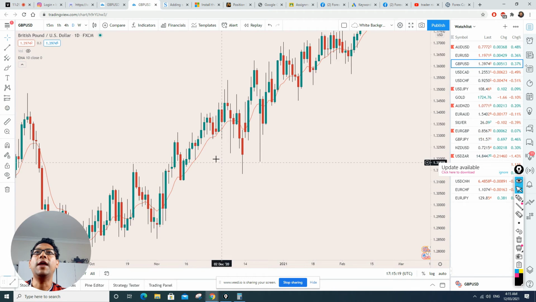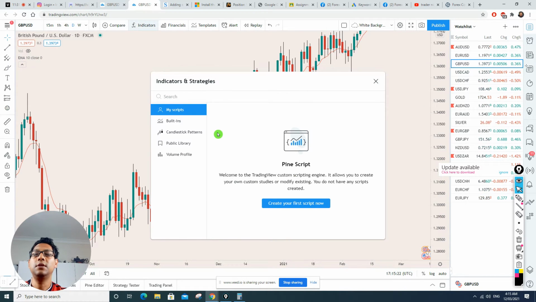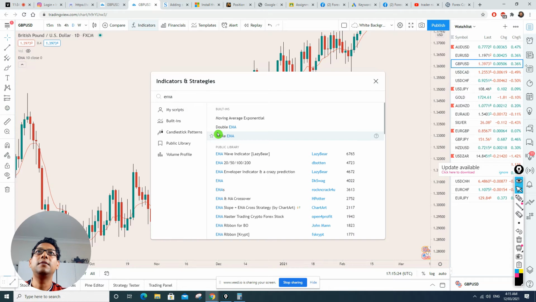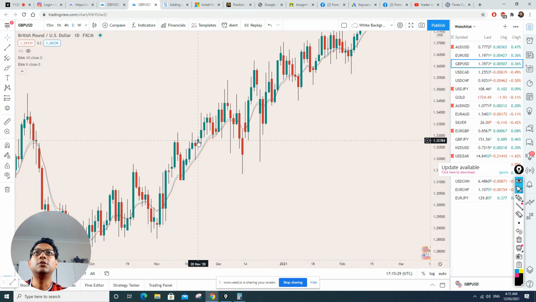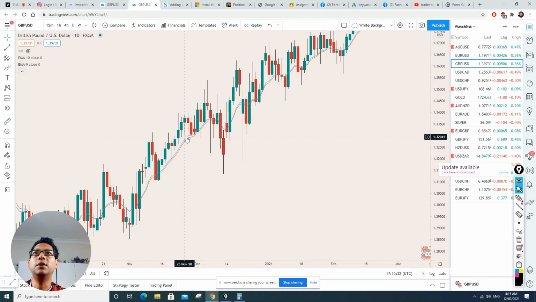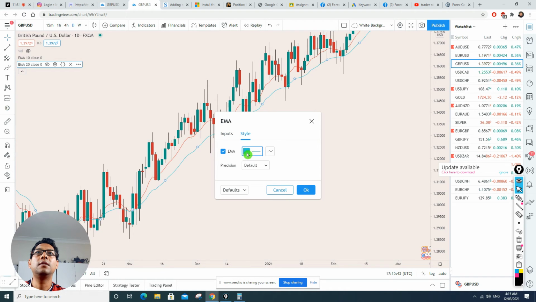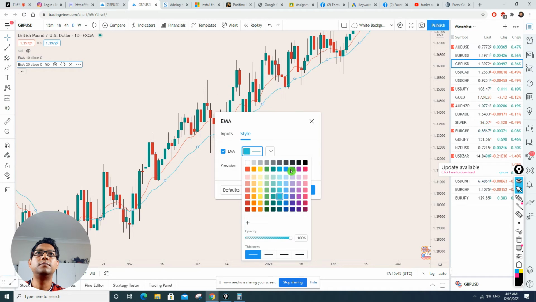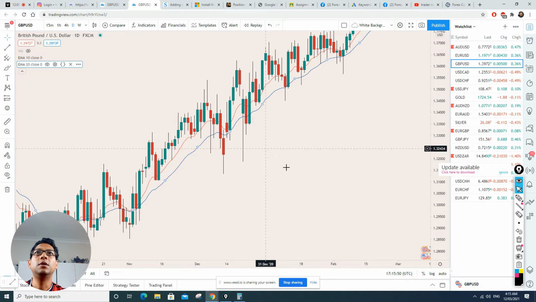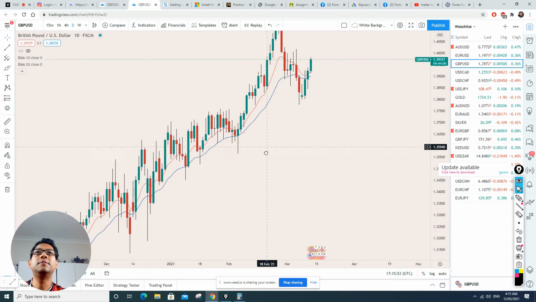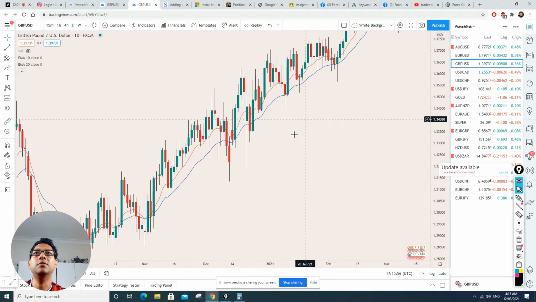All right. Now again go to indicators, type again EMA, moving average exponential, click it. So this is the new one, this blue one. Double click on it, go to input again, add a 20 period moving average, and then go to style and pick the color blue. Okay, so that's all. Two moving averages, one is 20 period, another one is 10 period.